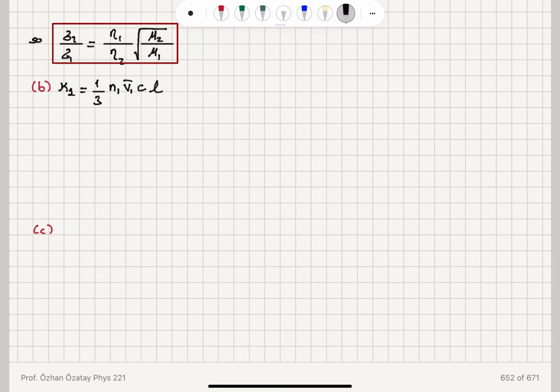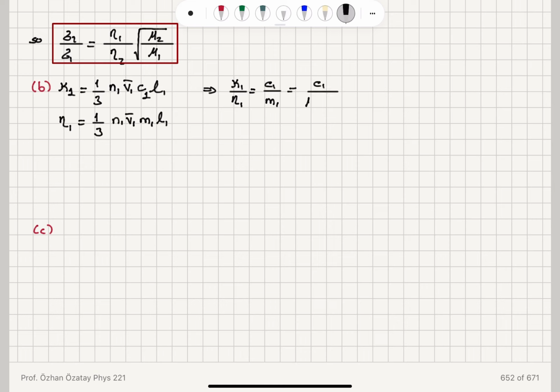free path. And at the same time we have the viscosity eta 1 given by 1 over 3 n1 v1 bar m1 l1, so the total scattering cross section. So this gives me the ratio kappa 1 over eta 1 to be c1 over m1. Now this is c1, the heat capacity per atom.